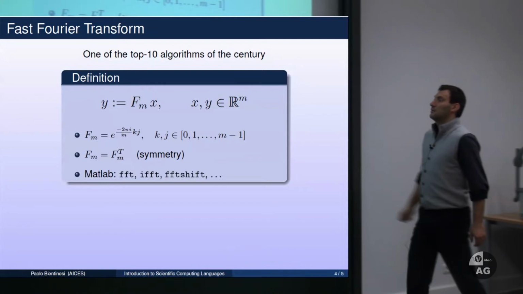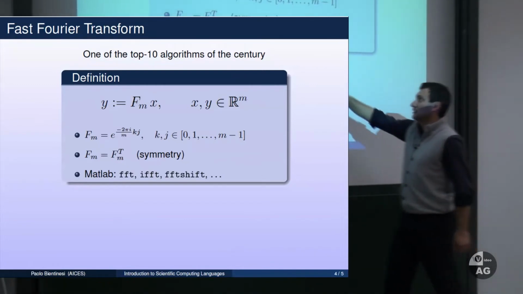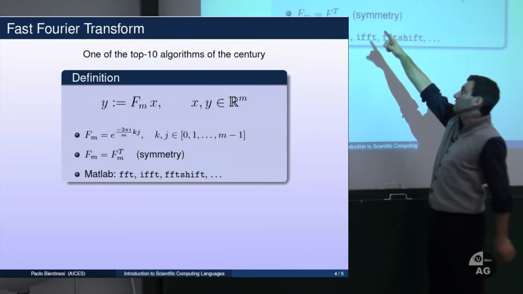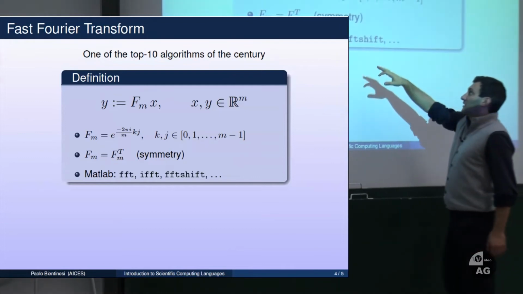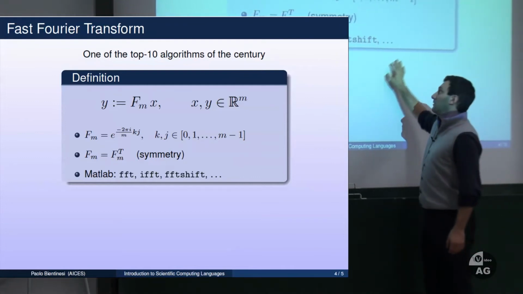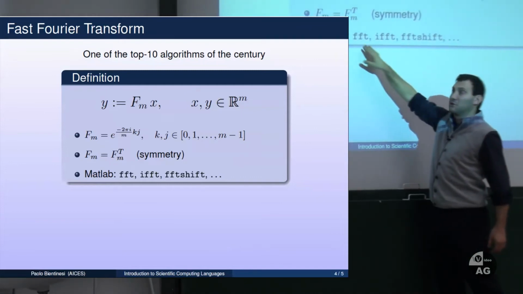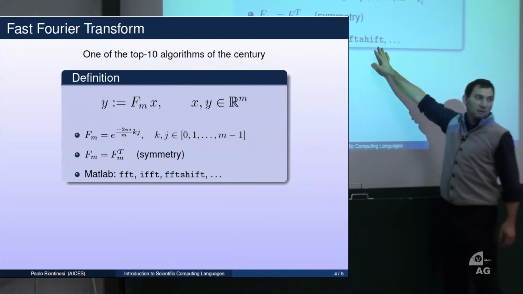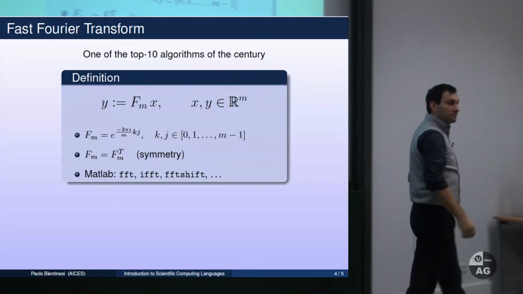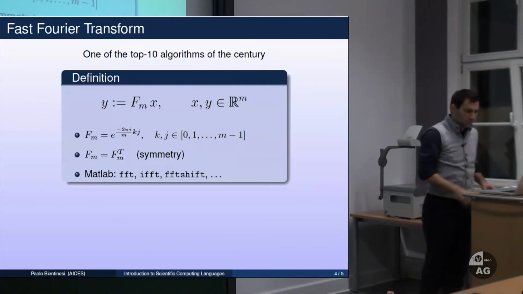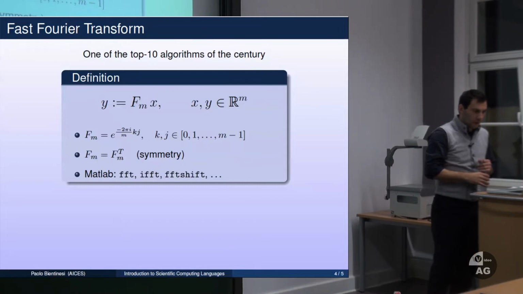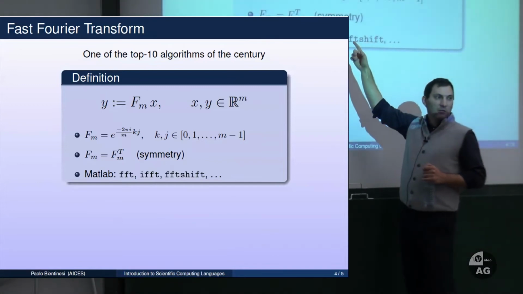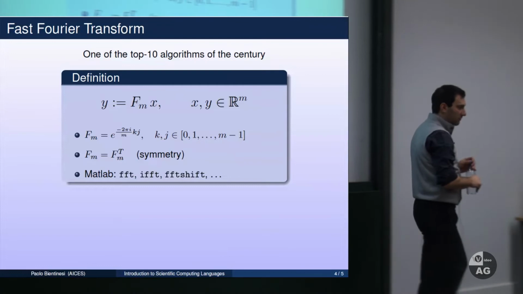This is how the matrix F of m is defined. The entries i, j are defined like that. The matrix is symmetric, and in Matlab you can compute a Fourier transform with fft, inverse Fourier transform with ifft. The shift I will explain later. The indices of Fm are ij or kj? Sorry, you're right. I always make that mistake. I is actually the imaginary unit. Thank you.